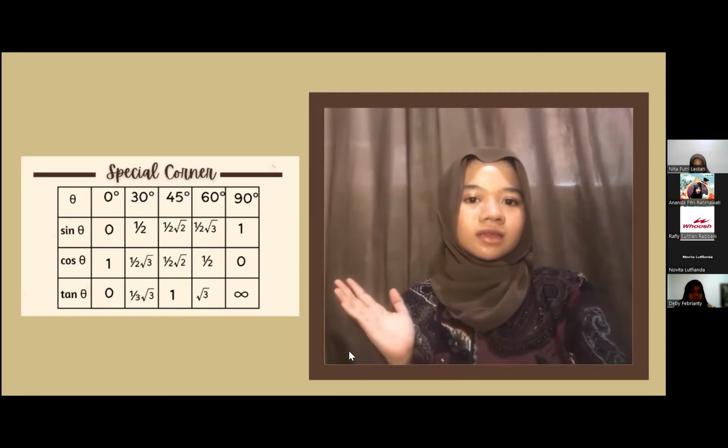Next, there are special angles consisting of 0 degrees, 30 degrees, 45 degrees, 60 degrees, and 90 degrees. For a sine of 0 degrees, it produces 0. For a sine of 30 degrees, it produces half, and so on. Likewise with cosine and tangent, you can see it in the table.